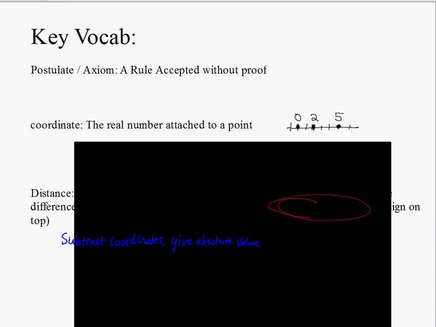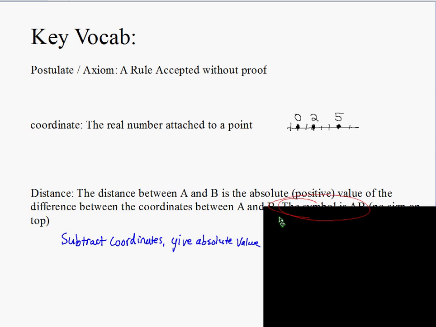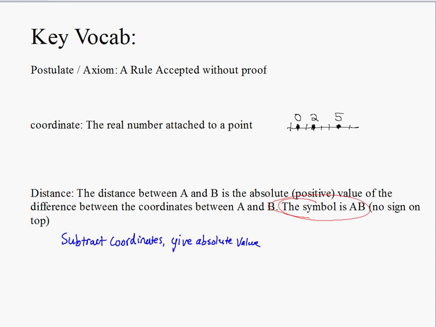Next key vocab. I gave you the book definition and I gave you the kind of short and sweet way to say it. You can go ahead and write this down. This is really key right here. Instead of circling it, I'm going to highlight it, in blue, a little bigger. This is really important, and I feel like a lot of you guys missed this in our initial lesson.